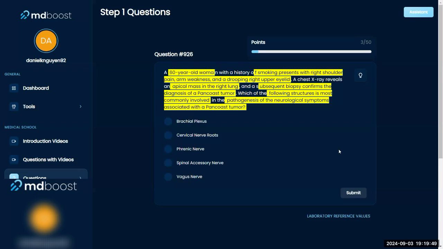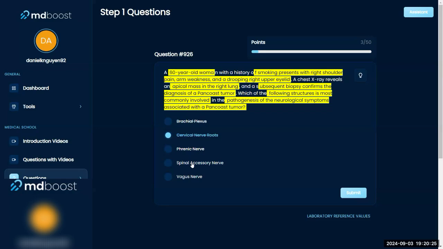The options are brachial plexus, cervical nerve root, phrenic nerve, spinal accessory nerve. Just looking at the answers, again, I don't know. Brachial plexus doesn't make sense because it doesn't have anything to do with the eyelid. Gotta knock that one out. Cervical nerve roots, I don't think so either, it doesn't go up to the eye. Phrenic nerve does radiate to the shoulder, but it doesn't explain the drooping eyelid, so I kind of want to knock that one out.